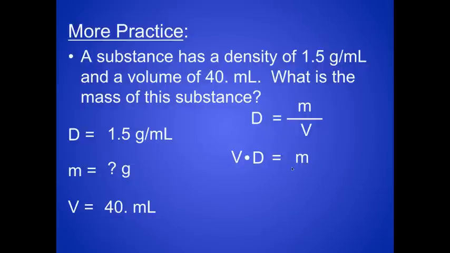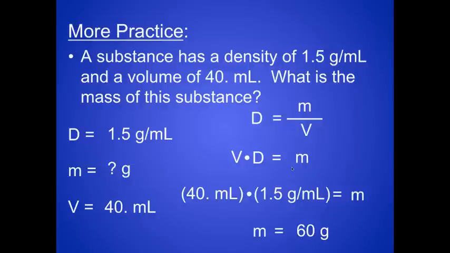Now you can plug in your numbers, and you end up with a mass of 60 grams. Notice the units here: milliliters times grams per milliliter. You've got milliliters in the numerator and milliliters in the denominator. Those actually get canceled out, so you're left with grams. And then 40 times 1.5 is 60. 2 sig figs, 2 sig figs, so you have 2 in your answer.